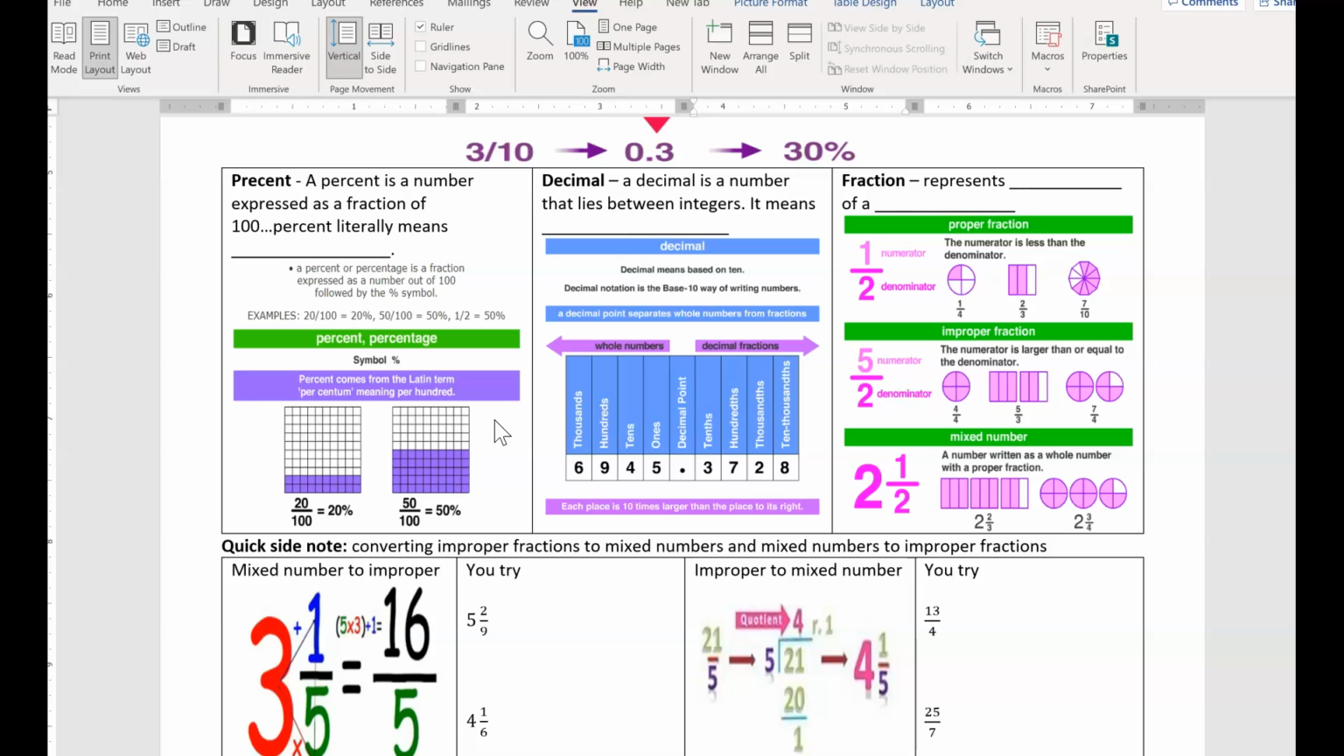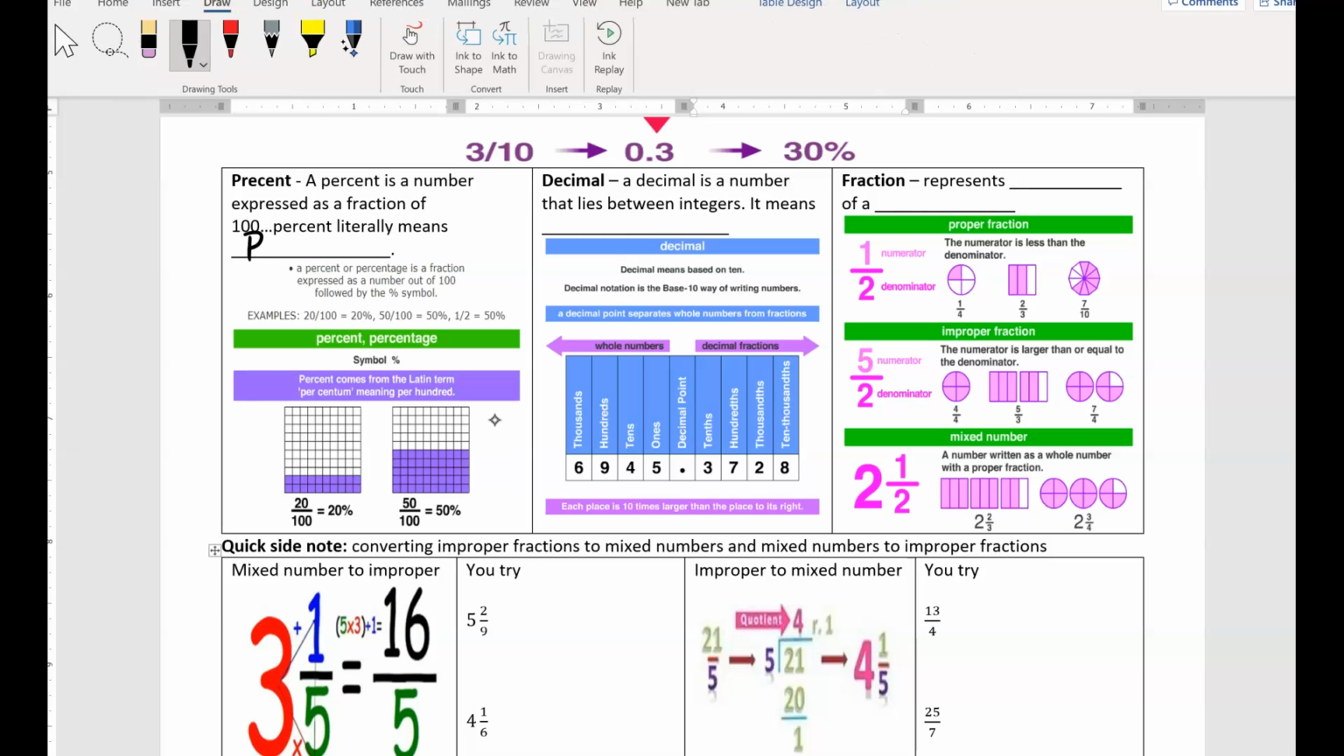A percent is a number expressed as a fraction. It literally means per 100, right? So if you had a hundreds grid here, these are 10 by 10 boxes. If I wanted to fill out 20%, I'd fill out 20 of the boxes to get that 20%. Same thing with 50. See how half the picture is filled in? That's what 50% looks like.